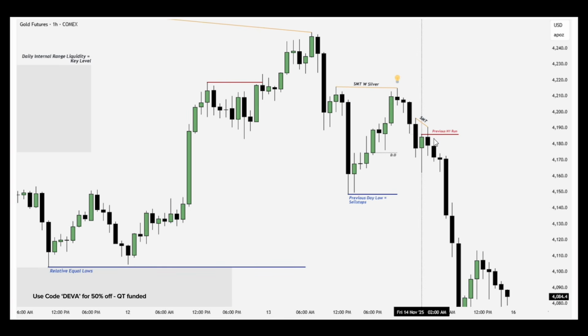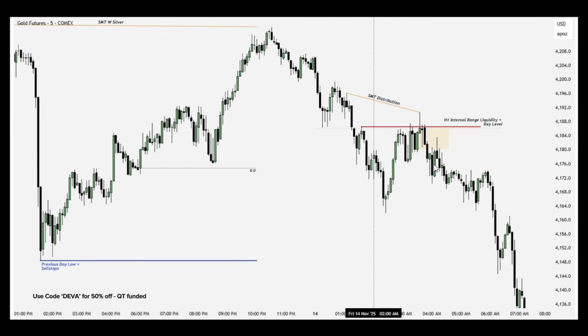That's it. So within that 4-hour candle, we need the previous H1 candle, right? And this is the H1 FVG. And we have SMT at this H1 FVG with silver, right? Relative equal lows again, previous day low. So we've got to go to the short-term perspective. Look at this, SMT at the highs, clean change in the state of delivery structure.